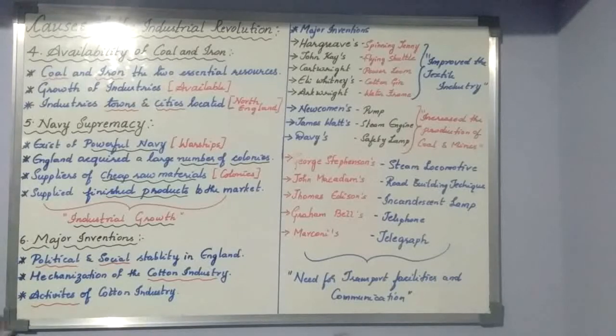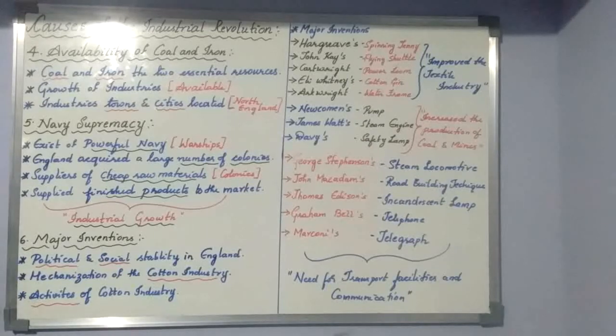In order to get the reasons, last class we started with a few causes. I think I had discussed three major causes. The first is surplus capital, the money which was with the rich merchants, which made them invest, and that investment made the industrial revolution take off.